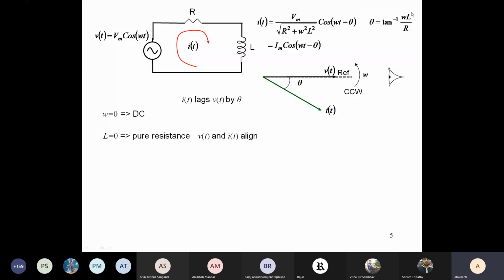Tan inverse of 0? Zero. So theta will be 0. So what will happen? There will eventually be no lag or lead. VT and IT will both be in phase, without any phase lag with each other. So VT and IT will align.